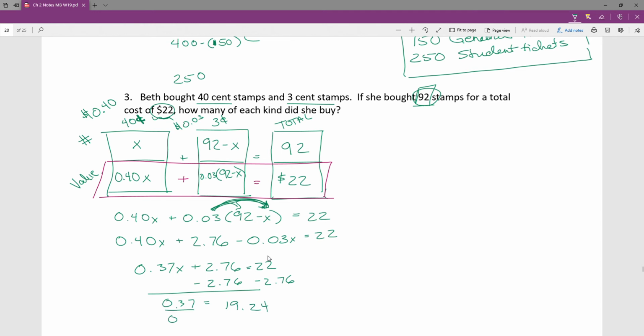This one always makes me nervous. I think there's no way it's going to work out. They should always work to whole numbers. If they don't, something's gone wrong. So I get that x equals 52.